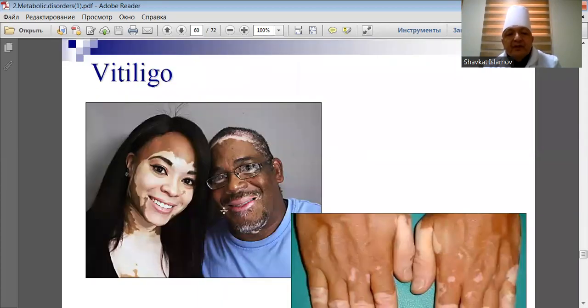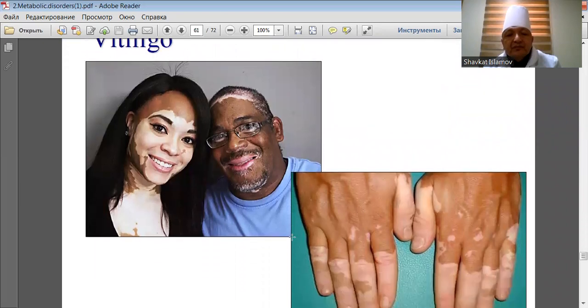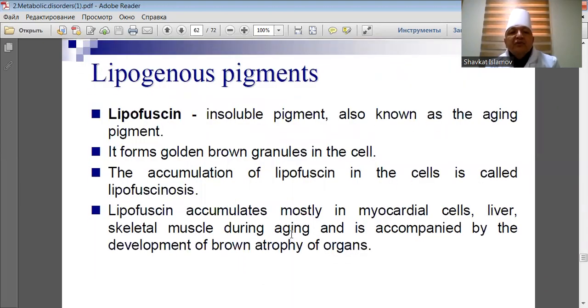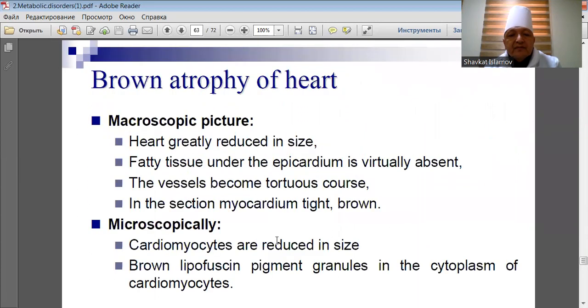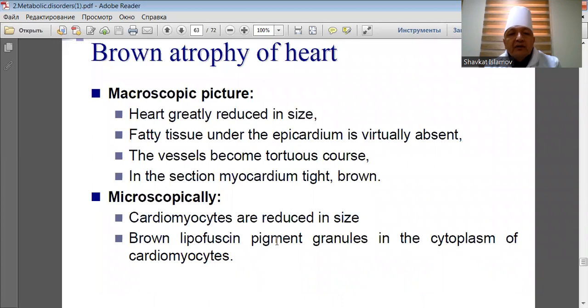Vitiligo. Lipogenous pigments. Lipofuscin is a solid pigment, also known as wear-and-tear pigment. It forms golden brown granules in the cells. The accumulation of lipofuscin in the cells is called lipofuscinosis. Lipofuscin accumulates mostly in myocardial cells, liver, skeletal muscle during aging and is accompanied by the development of brown atrophy of organs. Brown atrophy of heart.